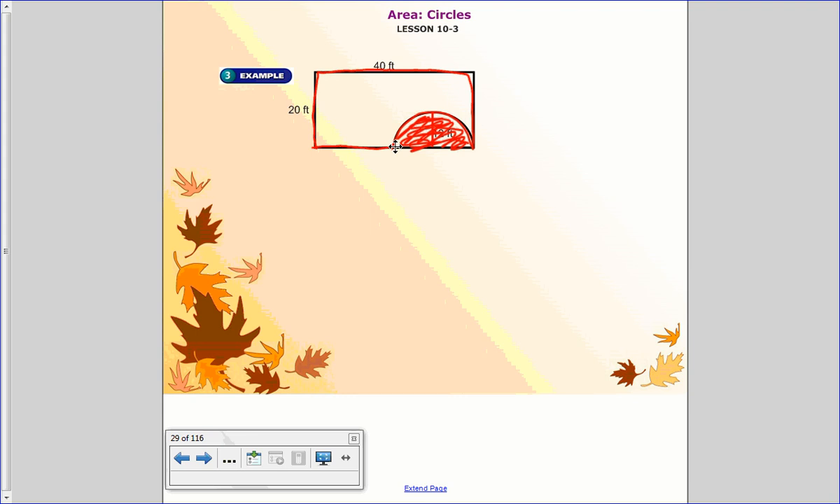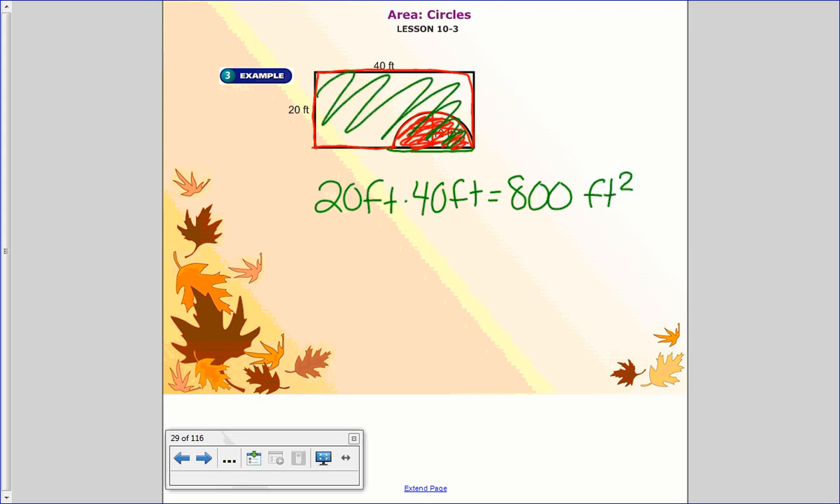So what you end up doing is having to use what you know. Well, we know if we wanted to find the whole area, including this chunk, you would just do the area of the rectangle, length times width. So let's do that. 20 feet times 40 feet, so the whole rectangle here is 800 feet squared. Alright, so that is if we had all of this. This all right here would be 800.